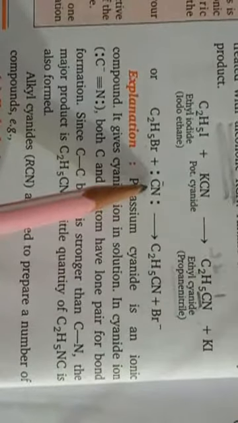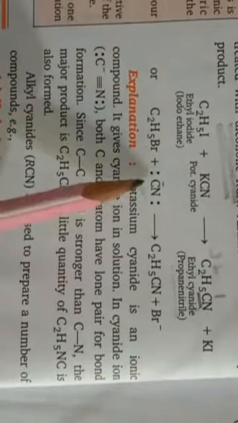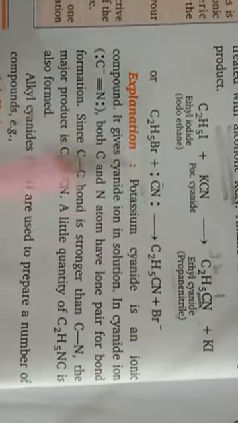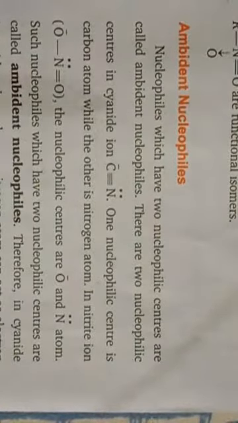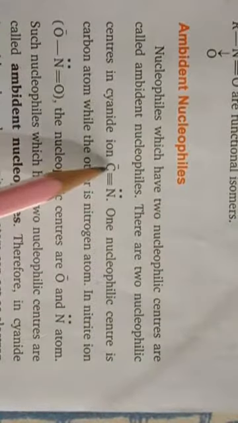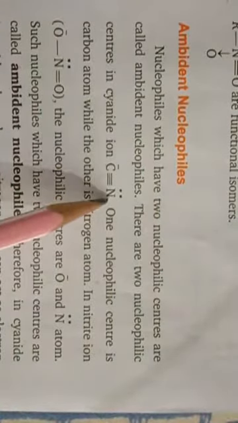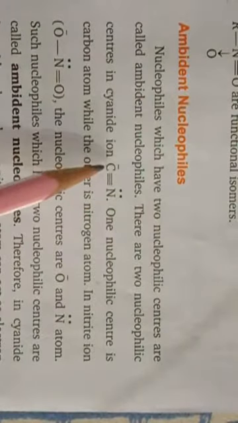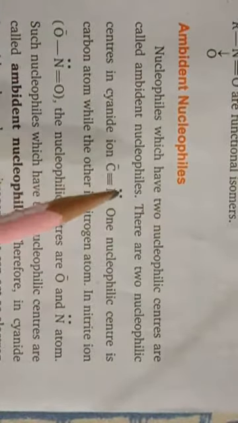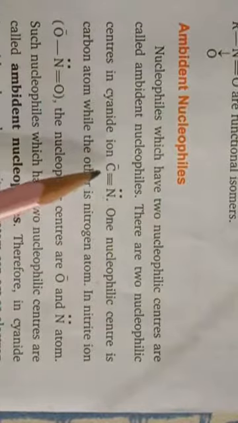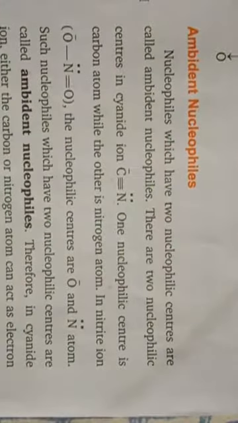This CN- is here acting as a nucleophile, and this CN- is a type of ambident nucleophile, okay children, ambident nucleophile. So what are ambident nucleophiles? Such nucleophiles which have more than one attacking site, but at once attack from one site only is taking place. At once they use only one site for the attack. Such nucleophiles are known as ambident nucleophiles.